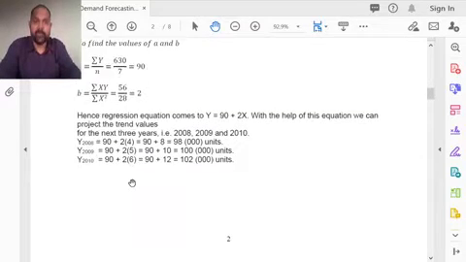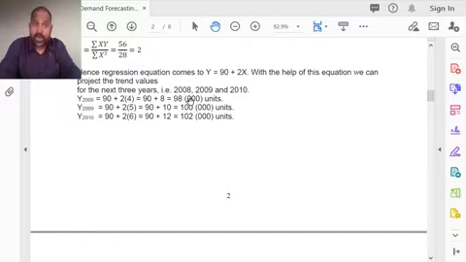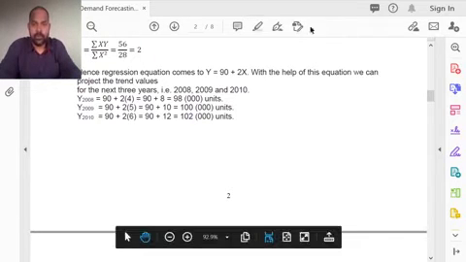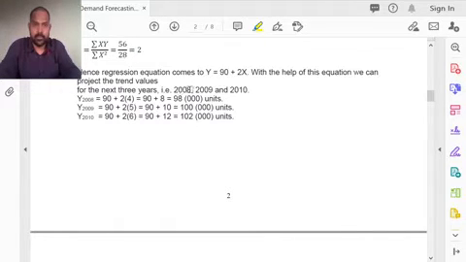And with the help of that equation, just remember one thing now. When you are projecting, you will not take the year 2008 as 2008, you will take 2008 as 4. They haven't clearly written it here. Next question onwards, I will write everything down properly, don't worry. The year 2009 is 5 and the year 2010 is 6. So 2008 becomes 4, 2009 becomes 5, 2010 becomes 6. So our answer is the same, 98, 100 and 102.